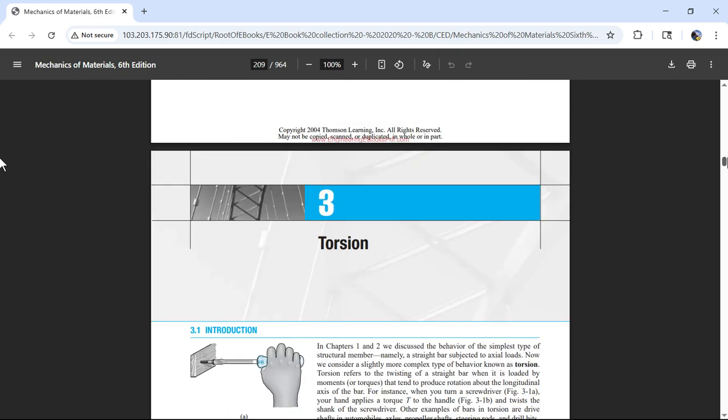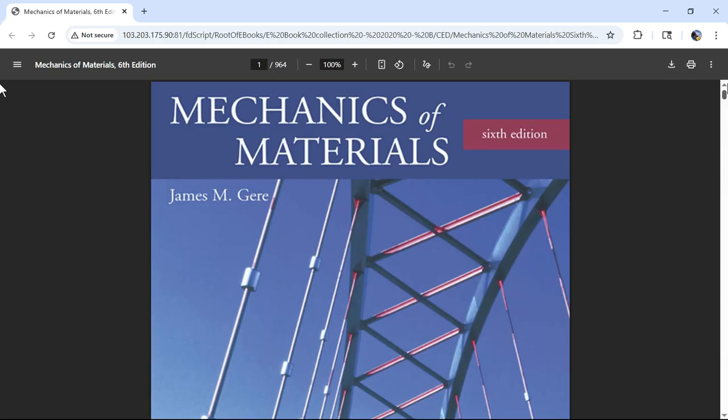Booyah. This was torsion. This was material mechanics. I do like this book, Material Mechanics Gear. The Hibbeler book is also good. I would get both of them if you're learning material mechanics.